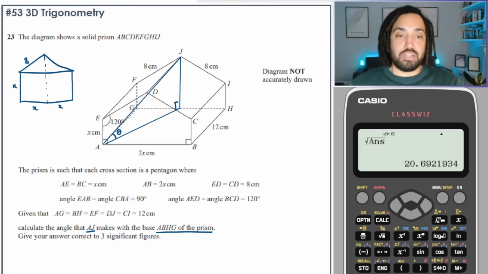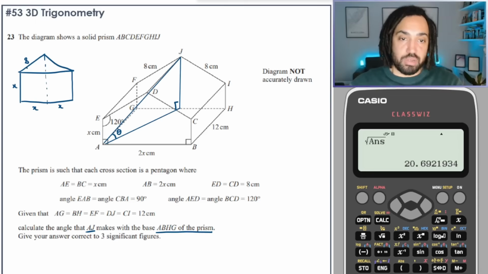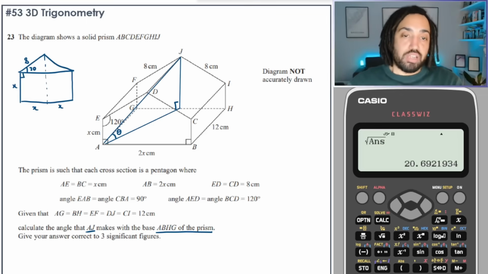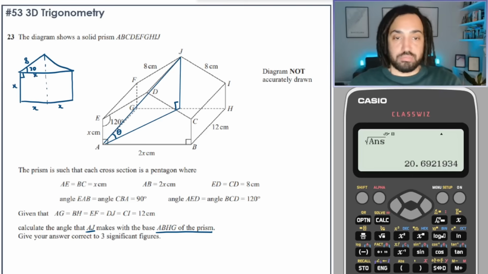and we know that this angle here must be 30 because the whole angle is 120. Okay, so this side is also x by symmetry. So we can work out what x is.